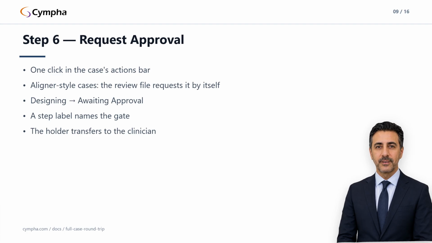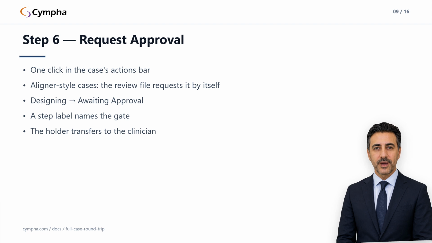Step 7 is the clinician's decision, and it happens on a deliberately narrow page. The header reads the patient's name plus the awaiting approval badge, with the step label underneath: approval needed, treatment plan. Below that, the lab slip download and the file list. And at the bottom right, 3 actions. Door 1, approve, accept the deliverable.